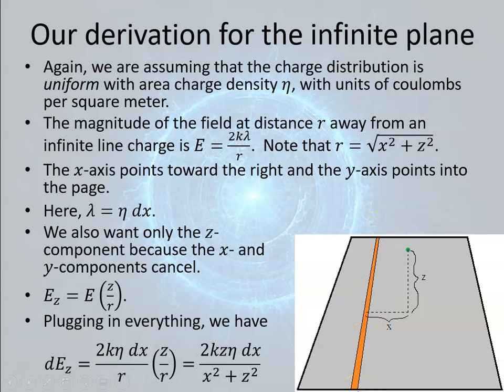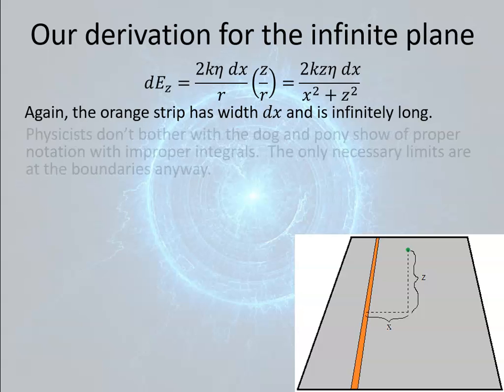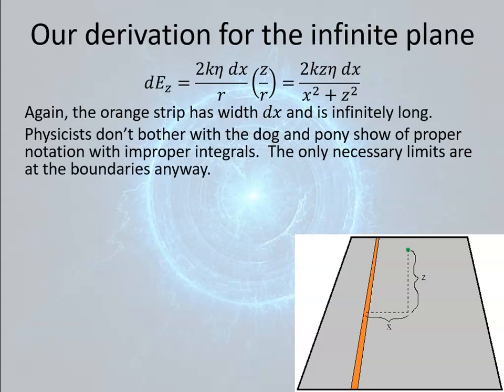So I need to add it up for all of them, and that's called an integral. So I'm just going to integrate over all of those, going from negative infinity to infinity. And I'm not going to bother with this whole dog and pony show of limit as x goes to negative infinity and infinity, stuff like that. I'm just going to call it the integral from x equals negative infinity to infinity. Nothing funny happens in this integral. It doesn't blow up anywhere or anything like that.